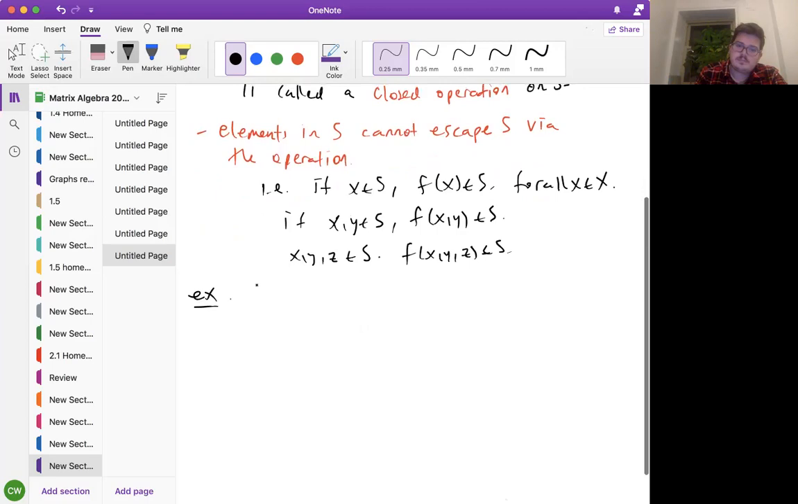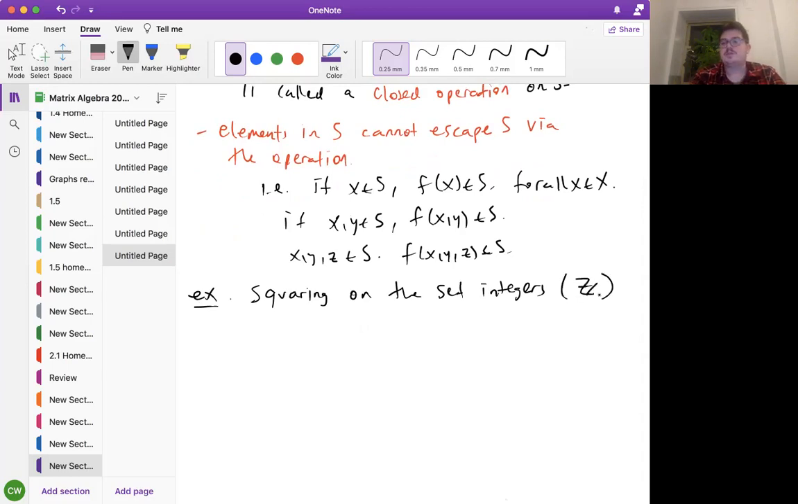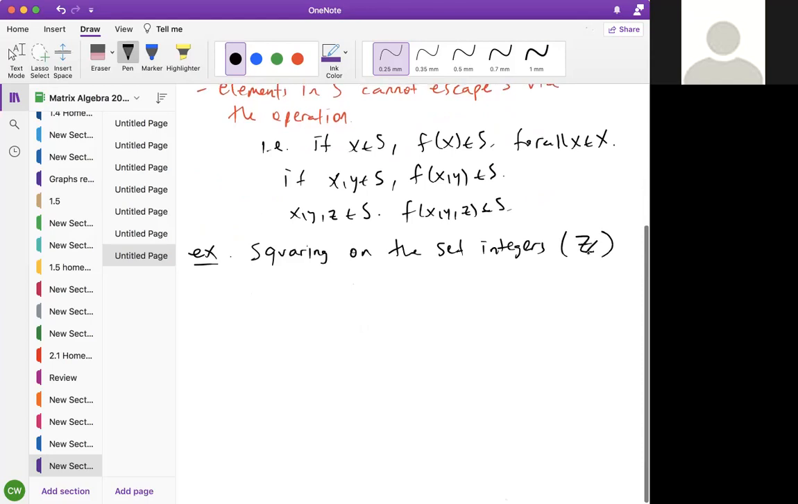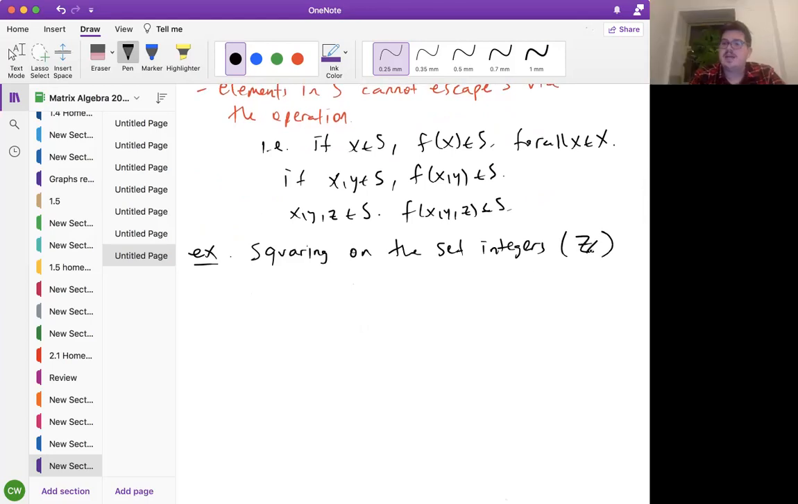So here's an example. Squaring on the set of integers. Sometimes I'll use this Z with a line through it as the set of integers. I always forget the word, but this comes from some German word for integer. It starts with a Z. Can someone explain why squaring an integer is a closed operation?